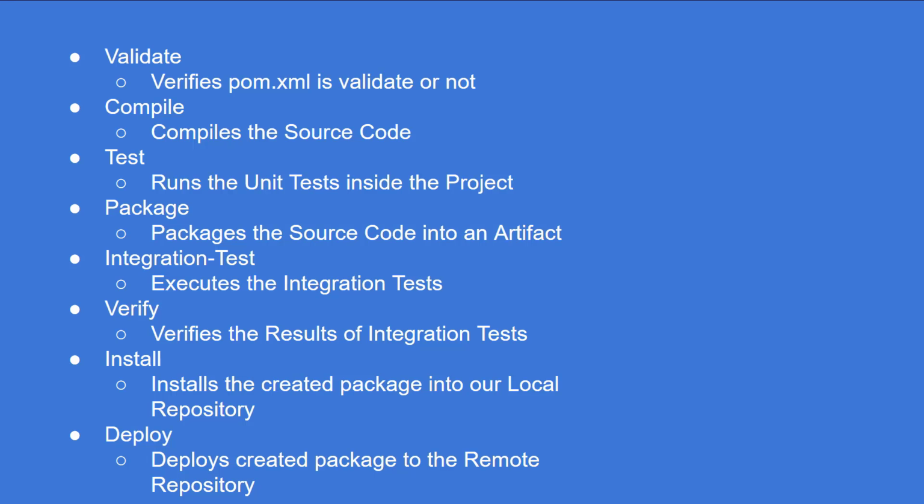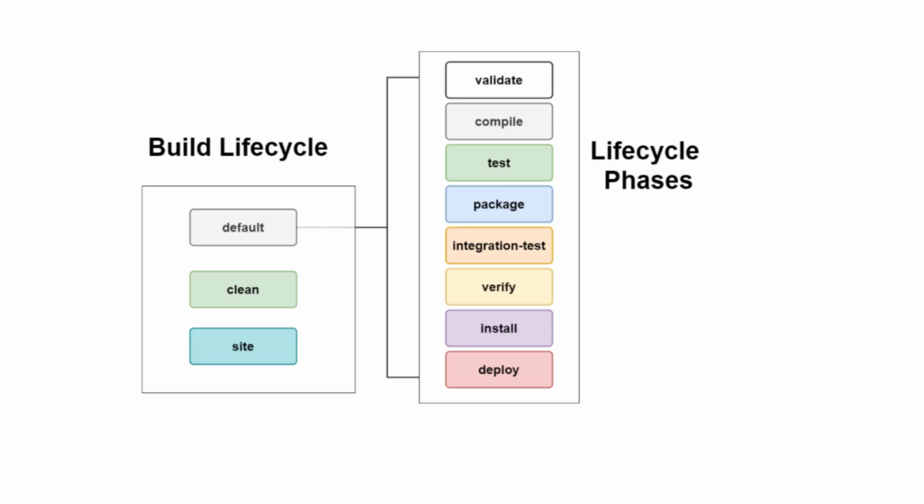After the installation, Maven will try to deploy this created package into the remote repository. If the remote repository is configured in our settings.xml and in our pom.xml, then Maven tries to deploy this package into that remote repository. These phases are inclusive of each other. If we run compile, then we are implicitly also running validate. If you are running test, we are running validate, compile, and test. If you are running install, that means you're running validate, compile, test, package, integration test, verify, and also install.